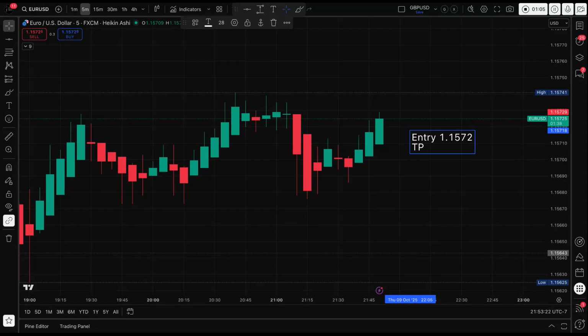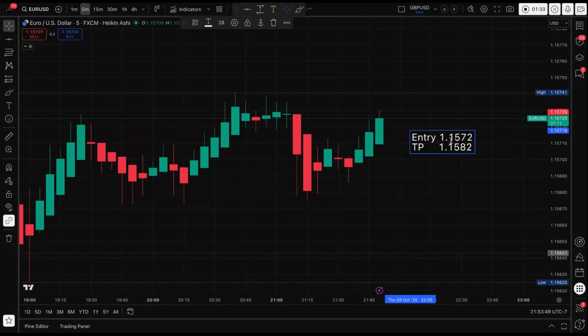to call TP, would simply be 1.1582. Okay, you're going to add 10 to the last two numbers, okay, because it's that fourth decimal place that is going to be changing when you're looking at counting your pips on a Forex trade.